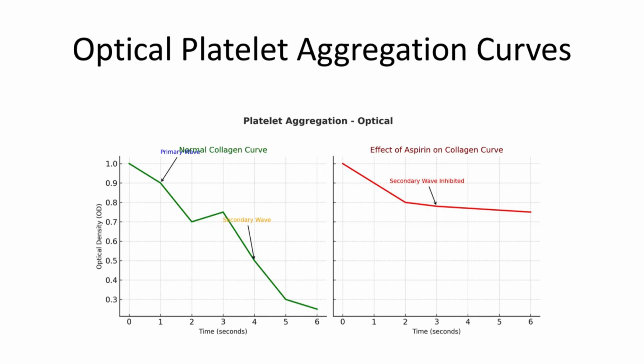On the right, we see the effect of aspirin on the collagen curve. Here, the primary wave is present, but the secondary wave is absent. This happens because aspirin irreversibly blocks the enzyme cyclooxygenase, preventing the synthesis of thromboxane A2. Without thromboxane A2, platelets cannot sustain the secondary phase of aggregation. The bottom line? A normal curve shows both a primary and a secondary wave. With aspirin, the secondary wave is missing, demonstrating its effect on platelet function.